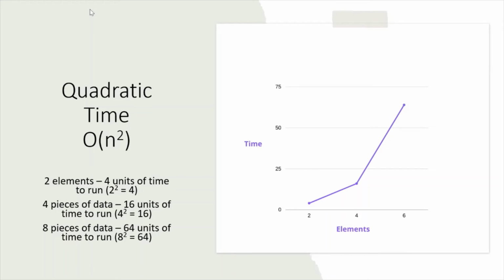Next, we'll look at quadratic time, in which the time it takes for your algorithm to run is the number of inputs squared. So if you have 2 elements inputted into your algorithm, it will take 2 squared, 4 units of time to run. An example of this is traversing over a 2-dimensional array.